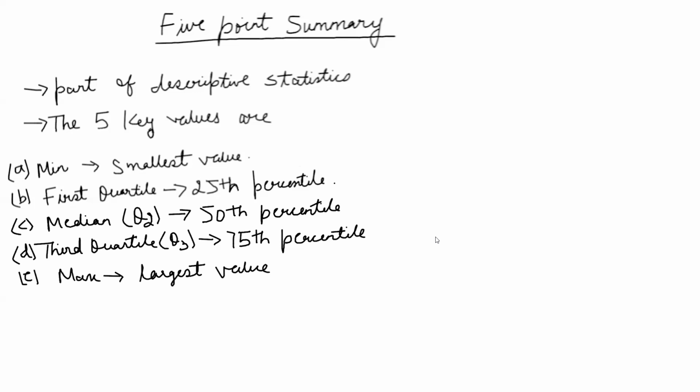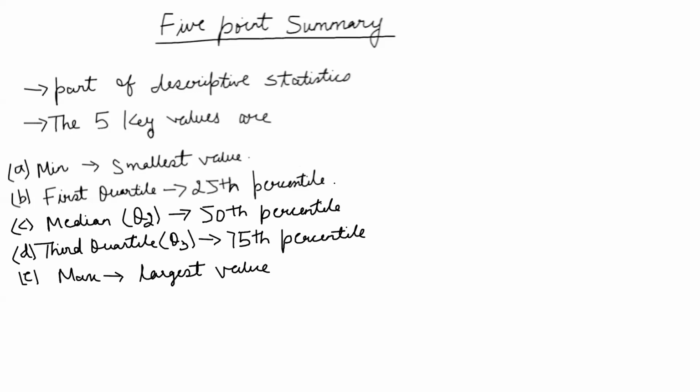5-point summary is basically a part of descriptive statistics. So when we talk about 5-point summary, we are basically talking about five things. The first thing is the minimum value, then the first quartile, then the median, third quartile, and the maximum value.